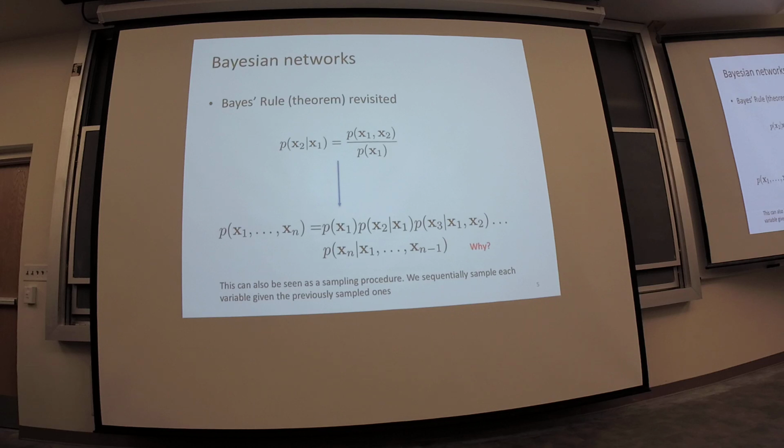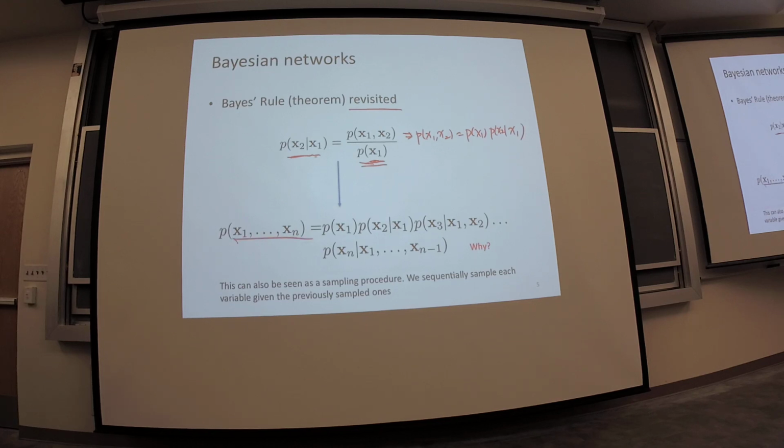The construction of Bayesian networks is motivated by the expansion of the Bayes rule. Whenever we have two random variables, x1 and x2, remember x1 and x2 can both be vectors, it doesn't matter. The conditional distribution of x2 given x1, according to Bayes rule, can be written as the joint probability of x1 and x2 divided by the marginal probability of x1, right? If we multiply this denominator to the left-hand side, we have the joint probability of x1 and x2 equals the marginal probability of x1 times P of x2 conditioned on x1.